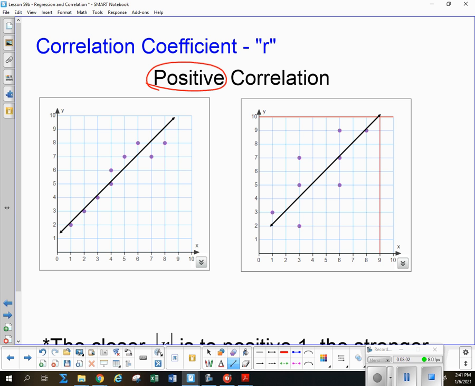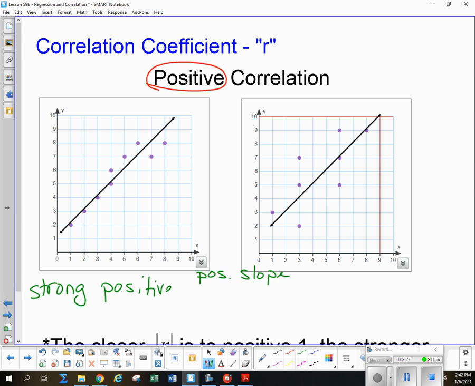These lines both have a positive slope, which is the way that we know it is a positive correlation. The one on the left, the line and the dots all seem to be pretty close together, so we would say that that is a strong positive linear, because we drew a line, correlation or relationship. Those are basically synonyms.